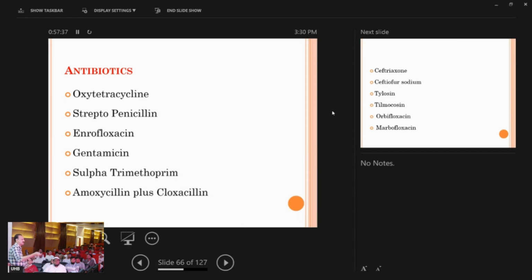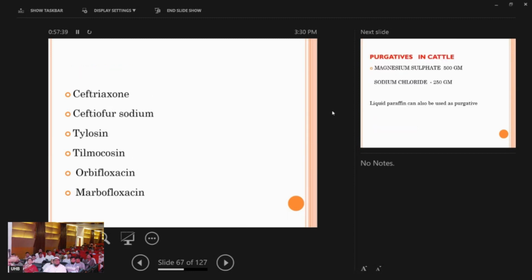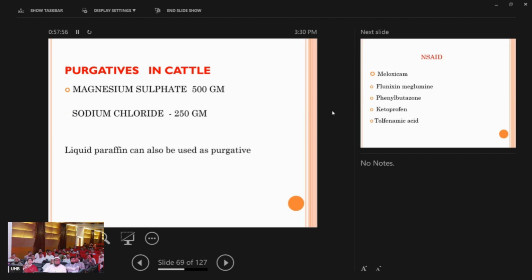And the other drugs are amoxicillin with cloxacillin, and ceftriaxone. Ceftriaxone is commonly used in case of respiratory tract infections, 1.1 mg per kg body weight. Tylosin is indicated in case of mycoplasma, 10 milligram per kg body weight. And marbofloxacin and others we have already seen.